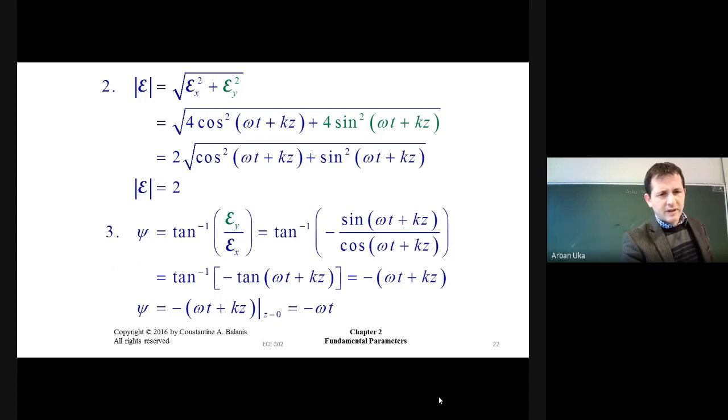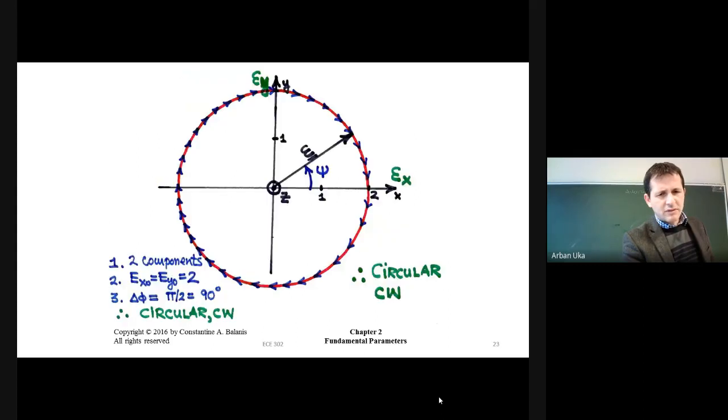Now, having that drawing, for those components Ex and Ey, we can set an increasing omega t, and we can observe that the tip of the electric field vector, starting from, let's say, when Ex is maximum, rotates counterclockwise, as this drawing is showing.